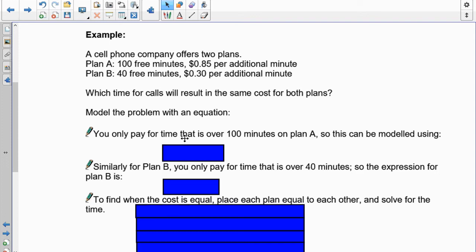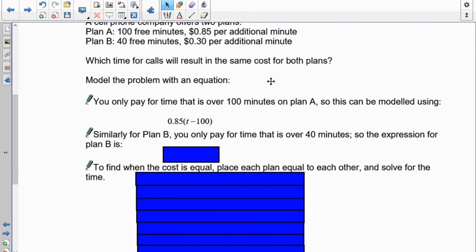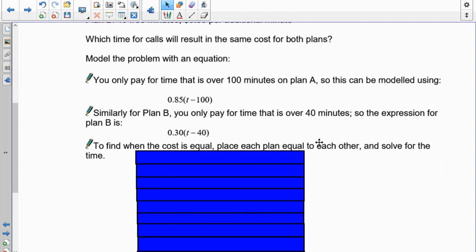So if you only pay for the time here, let's get the left side done first, plan A. It is basically 100 minutes, right? That's the free ones, and you can take away 100 minutes from the time. So we've got time, take away the 100 minutes, and that equals 0.85. Now on the other side, you multiply, but you only get 40 free minutes, so this one looks like that. 0.30, and time take away 40 minutes. Setting them both equal to each other, this is what you get.